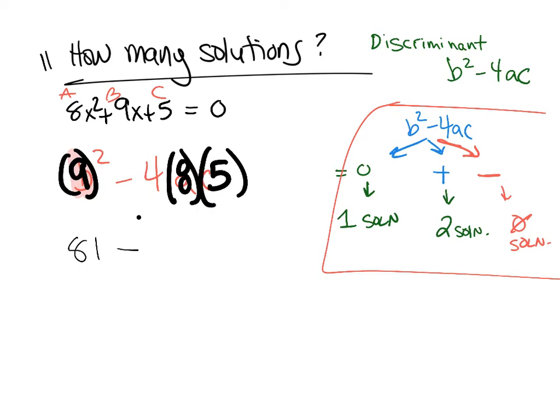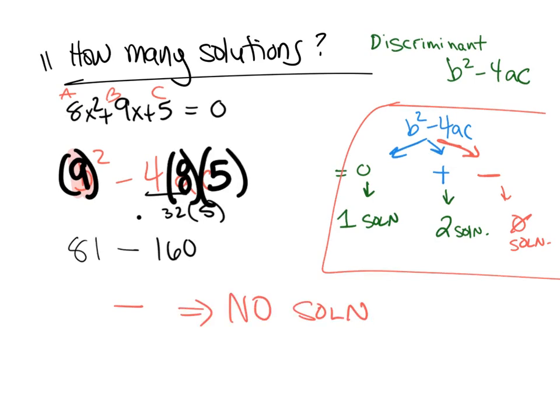So it's going to be 4 multiplied by 8, which is 32. 32 times 5 is 160. So it's minus 160. Exactly. This is going to give you a negative number, so it means there's no solution. If, however, the b squared minus 4ac gave you a positive, you would have two solutions, and if it made it equal to 0, it would have one solution.